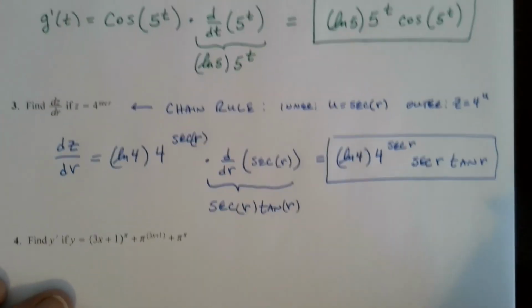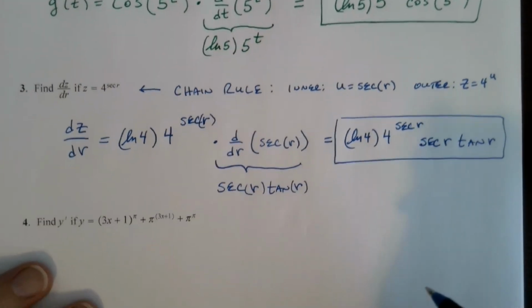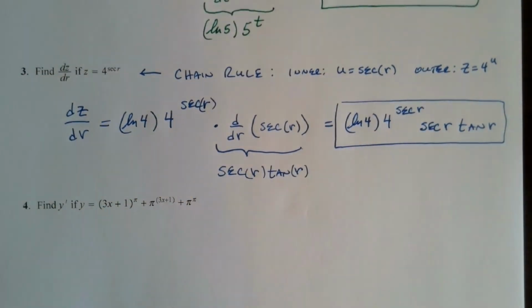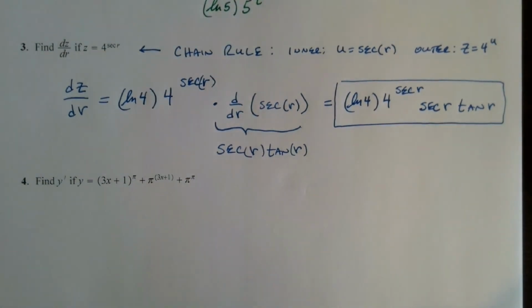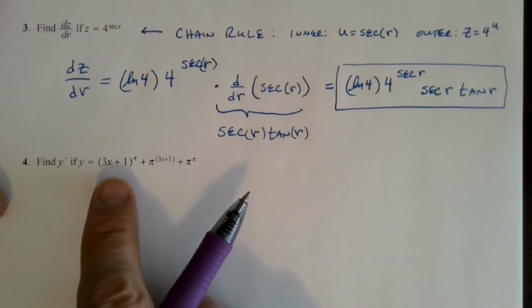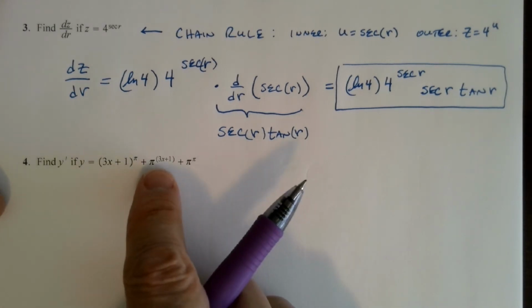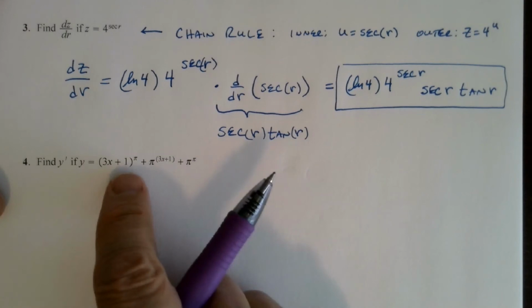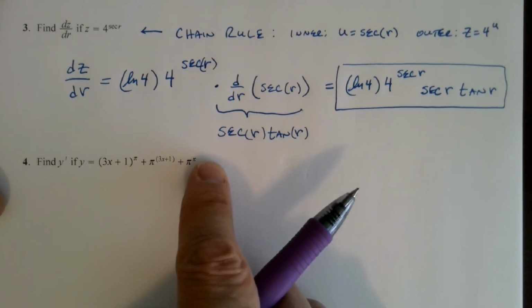So again, you're looking at some crazy looking derivatives here, but this is the process of learning how to apply these rules. All right, let's finish this particular video with this example here. Find y prime if y is equal to (3x + 1) to the pi power plus pi to the (3x + 1) power, and then plus pi to the pi.